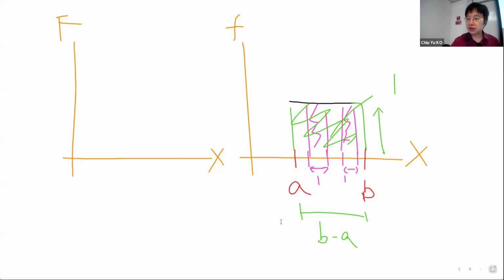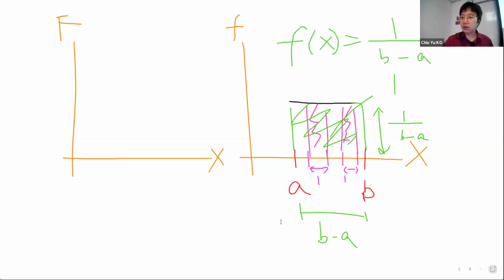What's the height? This is elementary school math. B minus A times what is 1? 1 over B minus A, right? So that's why f of x is 1 over B minus A. I hope this example would help you to understand what the small f is here, right?